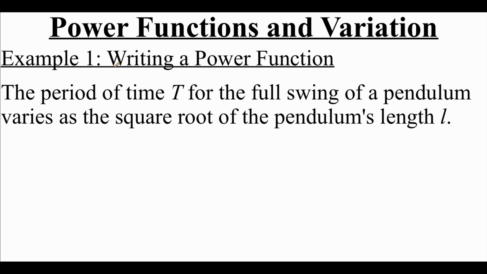So it says the period of time t for the full swing of a pendulum varies as the square root of the pendulum's length L. So we're writing a function, and we're going to call it t of L, since we're looking at the time compared to the length. Now, it doesn't give us the specific k value, so we're just going to leave it as a k in there, but it says that we're varying as the square root of our pendulum's length. So we can do the square root of L in here.